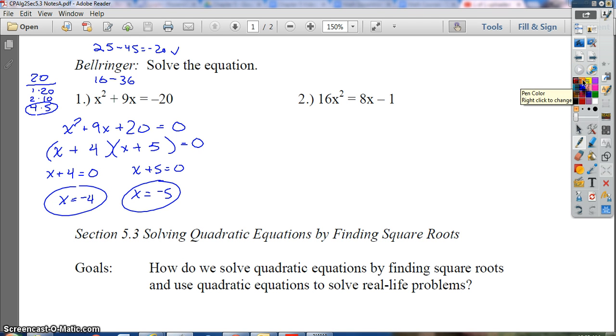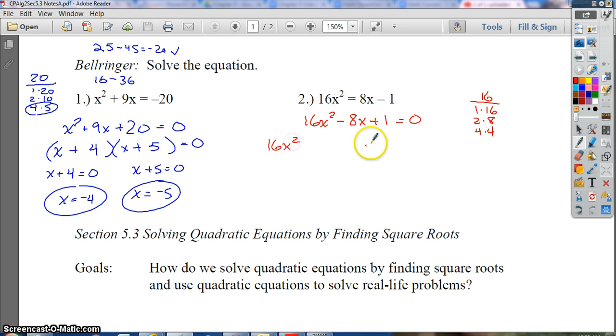Again, I'm going to set this equal to 0. I'm going to keep 16x squared right where it is. I'm going to subtract 8x over and add 1 over. 16 times 1 is 16, so I got 1 times 16, 2 times 8, 4 times 4. So 16x squared stays out in front, plus 1 stays on the caboose. So I'm rewriting these.